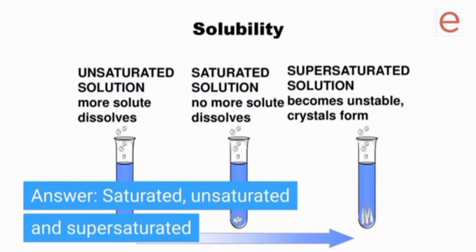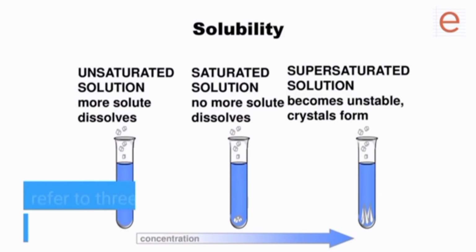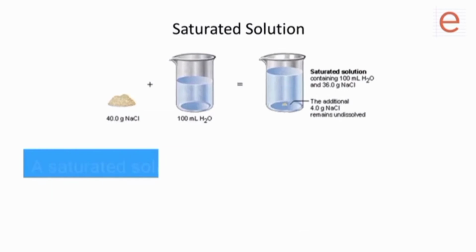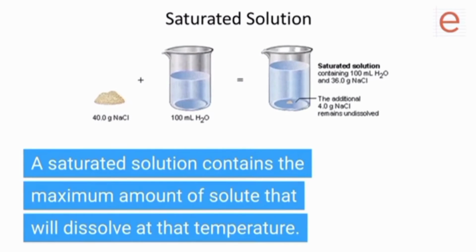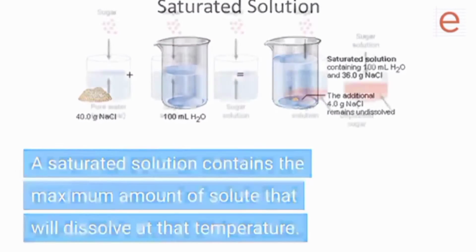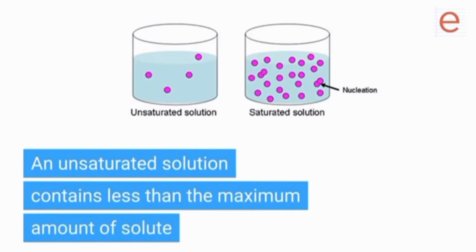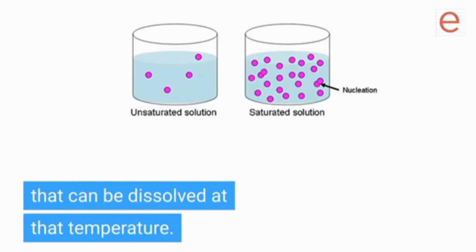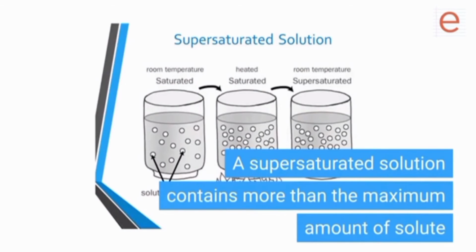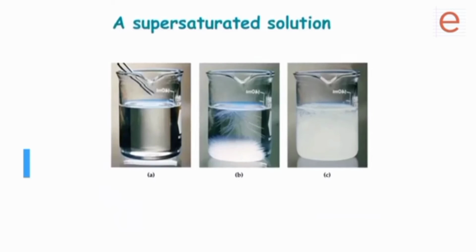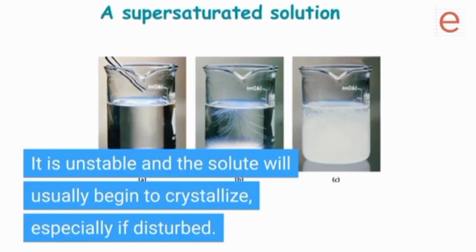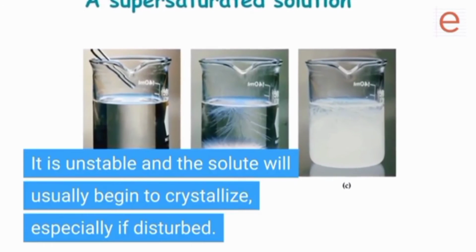Answer: Saturated, unsaturated, and supersaturated refer to three different conditions of a solution. A saturated solution contains the maximum amount of solute that will dissolve at that temperature. Any further addition of solute will result in undissolved solid on the bottom of the container. An unsaturated solution contains less than the maximum amount of solute that can be dissolved at that temperature. A supersaturated solution contains more than the maximum amount of solute that can be dissolved at that temperature. It is unstable and the solute will usually begin to crystallize, especially if disturbed.